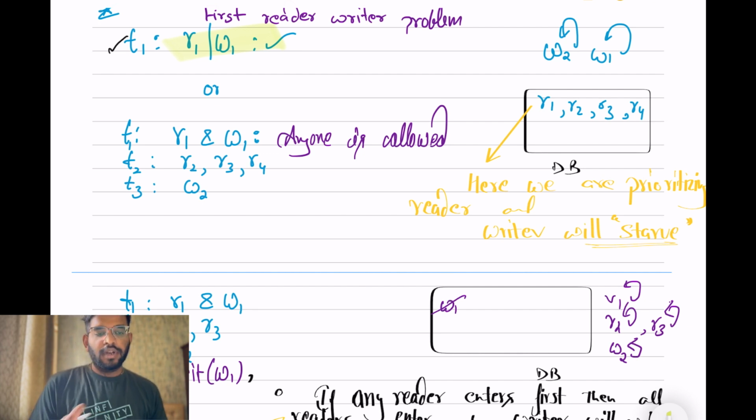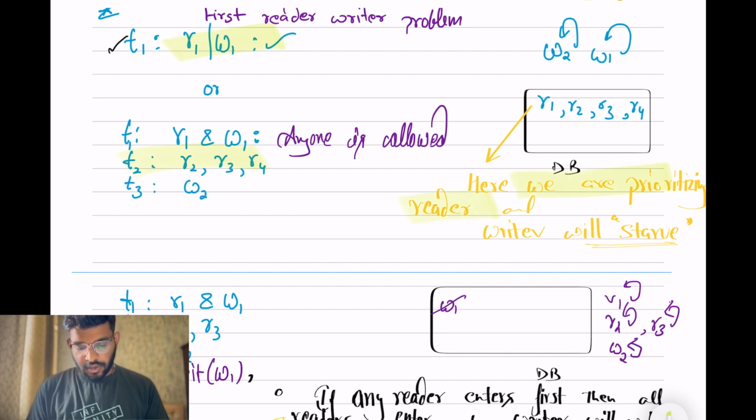So, like the first reader-writer problem. Okay, T1, T2, T3. No, I missed a lot. Okay. So the first one is very easy.